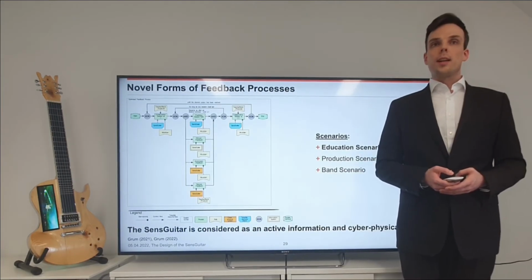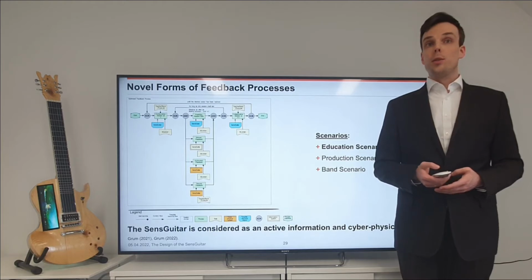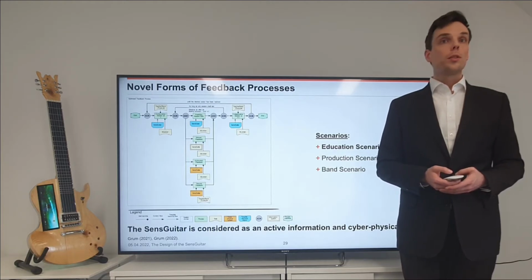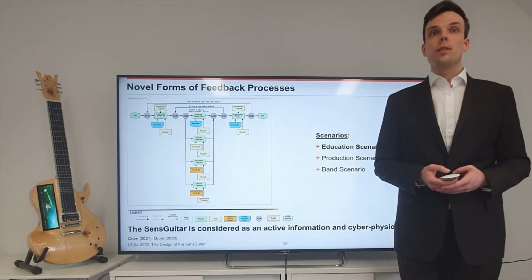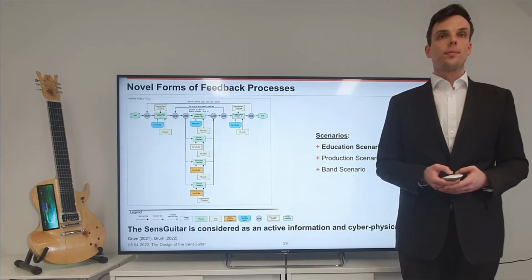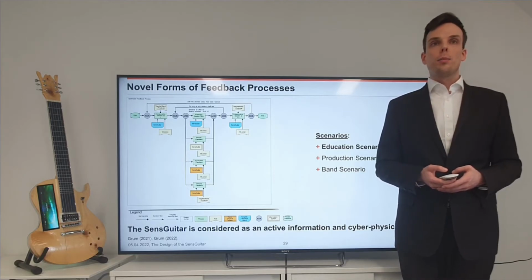Let's now come to an example of the context of the education scenario. As usual, the musician gets guitar lessons once a week. Here, the teacher and the musician cooperate on site. Typically, the teacher presents exercises at a first collaborative session.